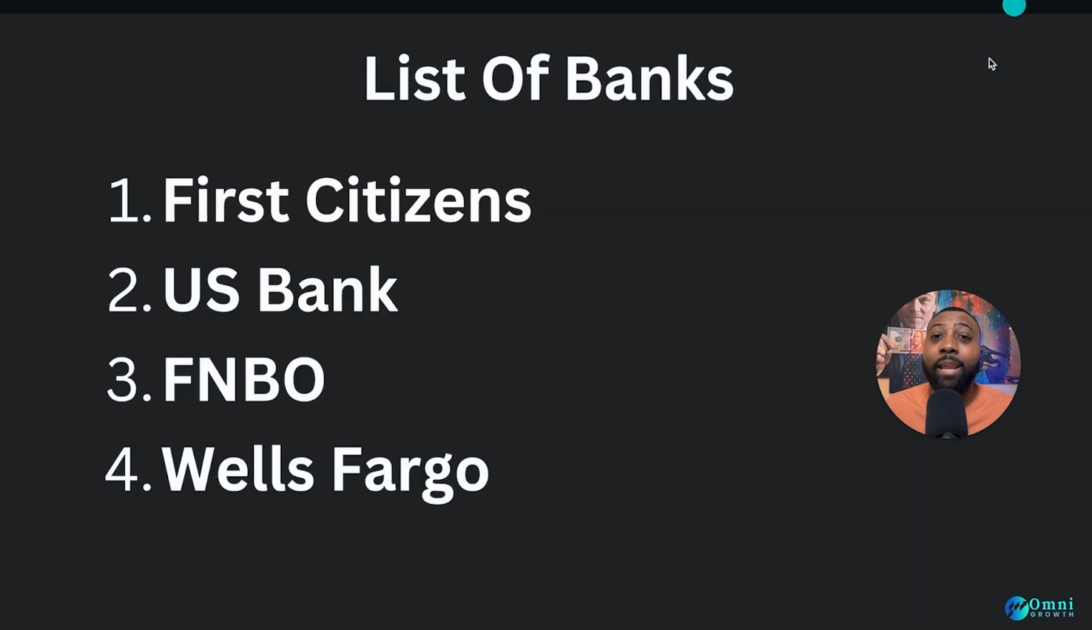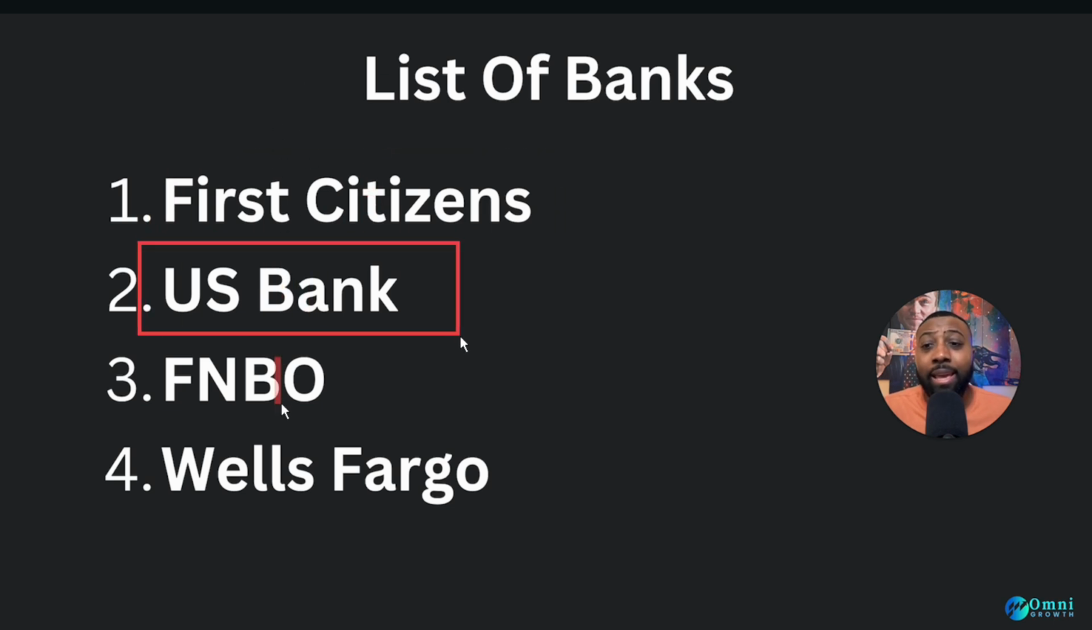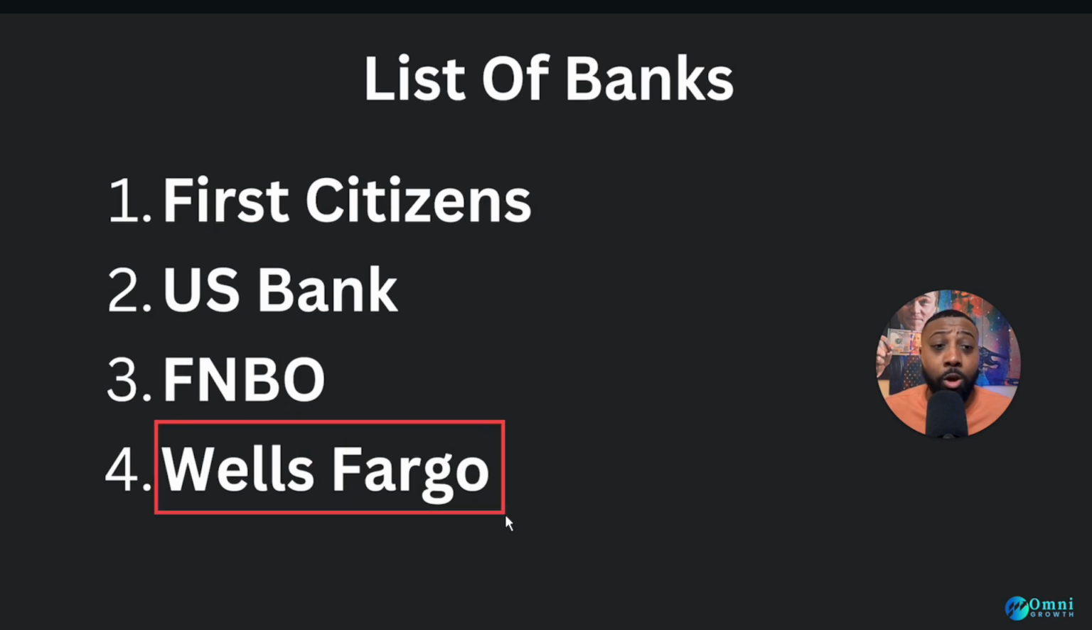But let's go ahead and get into it. So the list of banks that we're going to kind of go through is First Citizens Bank, US Bank, FNBO, which is First National Bank of Omaha, and then Wells Fargo. So this list is really kind of thought out and planned out, because all of these banks are in Nebraska, one, okay, and then two, they're all for the most part pulling from different bureaus.